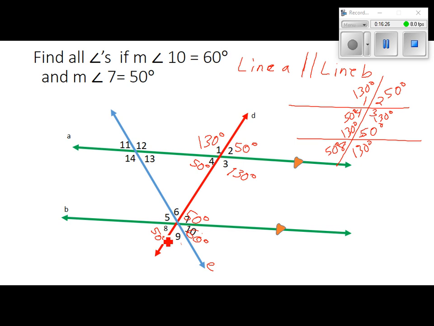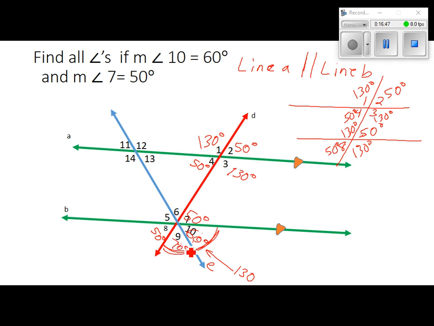Split it back up. 9 is 70. How'd you get that? Took 60 away from 130. So we know this whole thing right here is how much? 130. If this part is 60, how much is this part? 70. Very good. So angle 9 is 70.